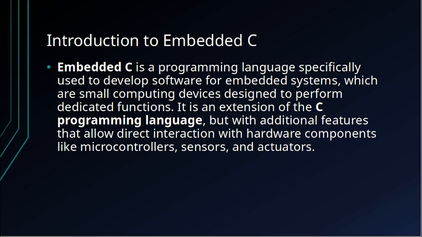As my fellow member Kushwant has explained some of the PPT slides, now I am going to explain from now on. Introduction to Embedded C. Embedded C is a programming language specifically used to develop software for embedded systems, which are small computing devices designed to perform dedicated functions. It is an extension of the C programming language, but with additional features that allow direct interaction with hardware components like microcontrollers, sensors and actuators. As we all know, the sensors take the input and the actuators do the work, and these are all controlled by a microcontroller.